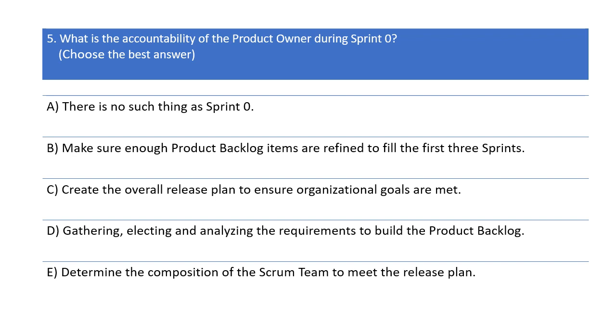Option D. Gathering, eliciting and analyzing the requirements to build the product backlog. Option E. Determine the composition of the Scrum team to meet the release plan. Let me know what option you have chosen. You can see the right answer on the screen. It is option A. Let us see why the answer is option A.